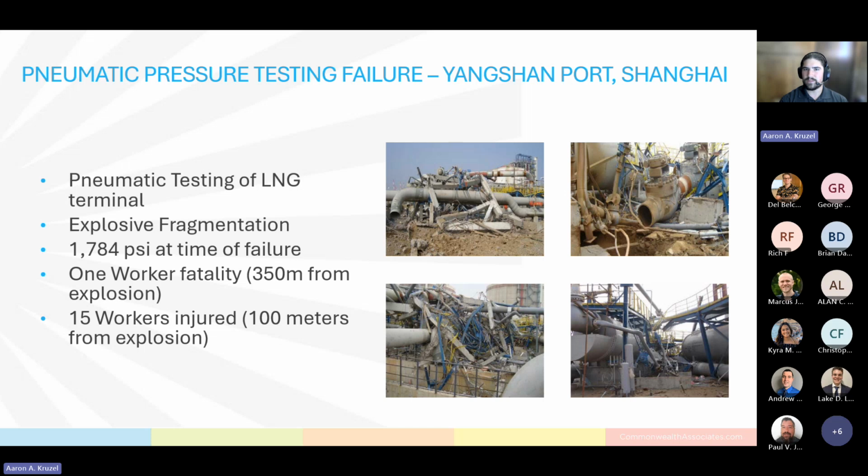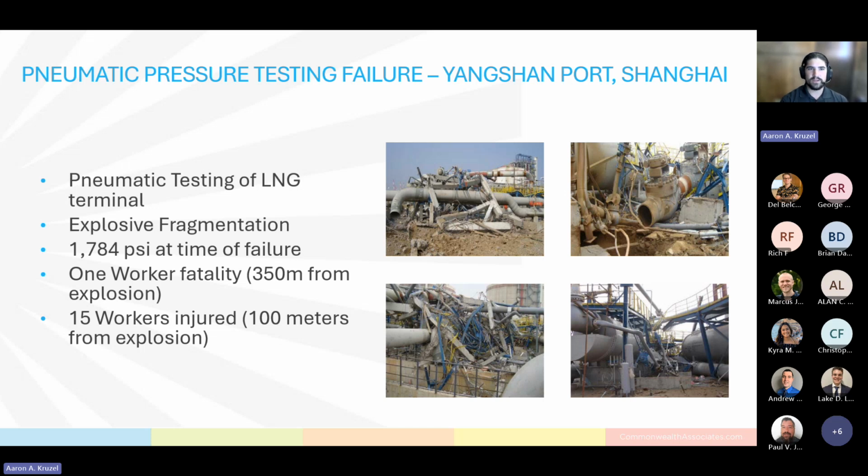The impact to the site was massive. It was a 6-month delay. It pushed back millions of dollars of revenue that they were going to receive once the plant started. But more importantly is the human factor. Someone lost their life as well as 15 people being injured, and it was a major catastrophe.